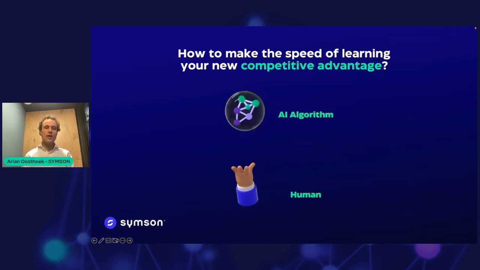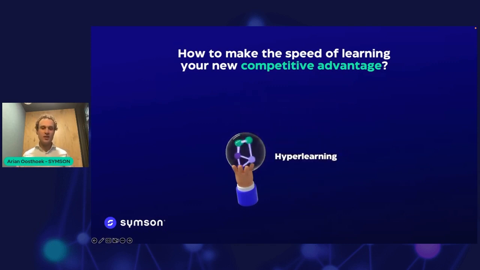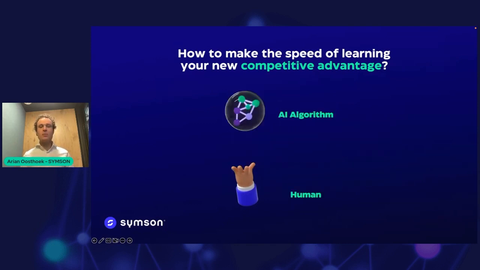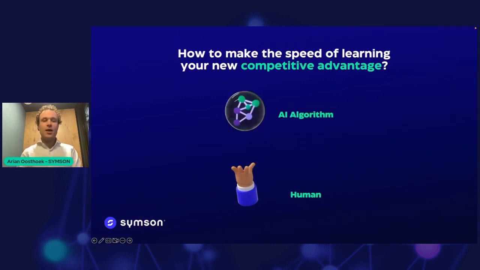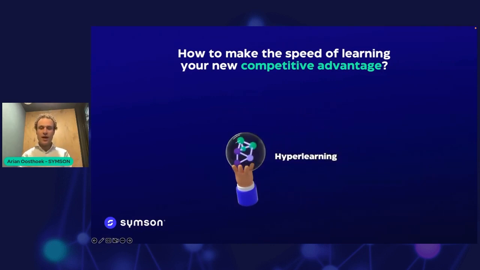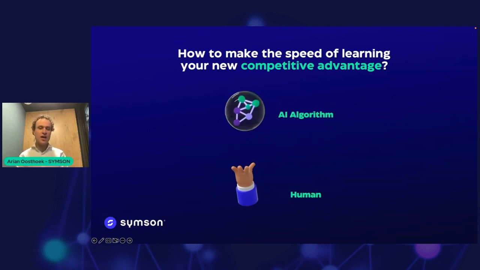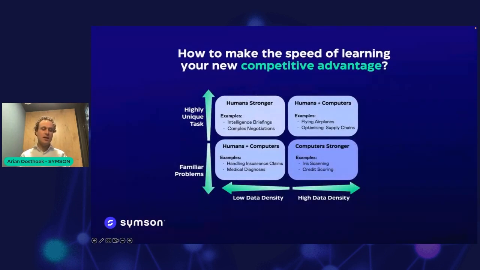You should also learn as a company, because you see tech giants like Amazon and Google become really competitive because they have a high speed of learning. And we have developed a concept which we call hyperlearning. If you go to the next slide, this makes it a little more visible.